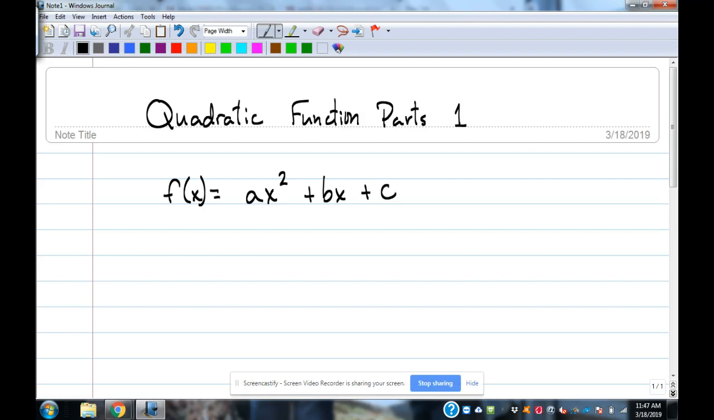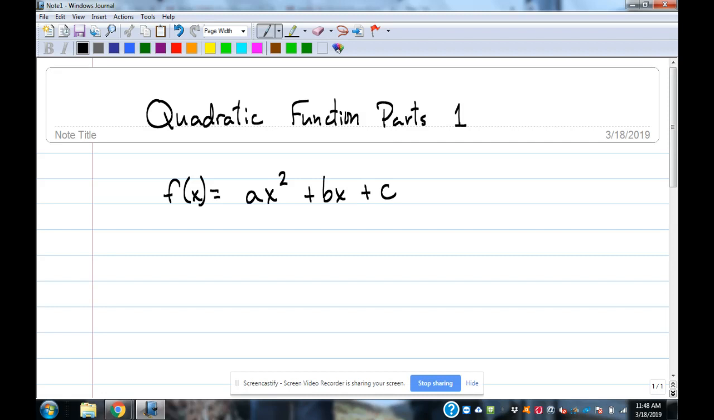f of x is just another name for y. It's y equals ax squared plus bx plus c. If I say what's a for this problem, I'm always talking about the number that's in front of x squared. If I say b, I'm always talking about the number that's in front of plain x, and c is always the constant on the end. So a, b, and c are always those pieces of a quadratic. So that's what we're going to deal with.